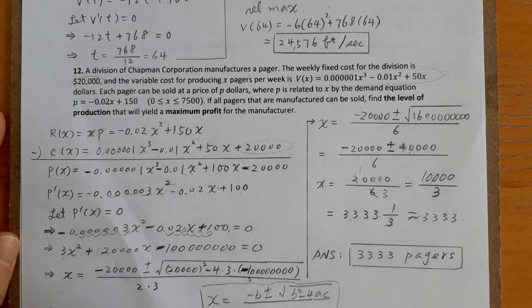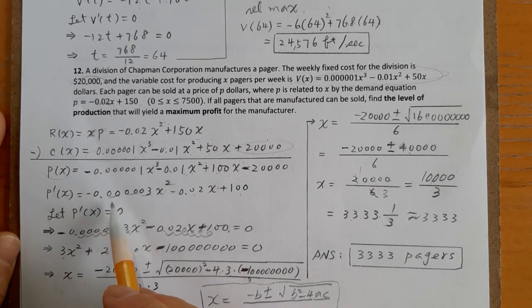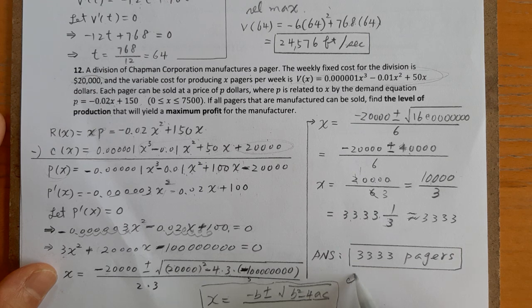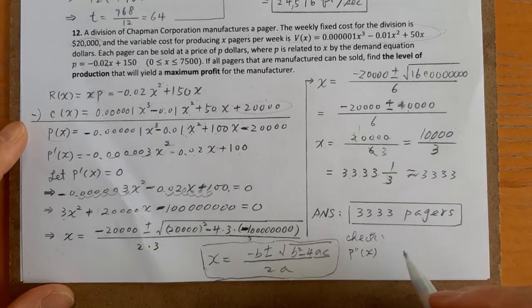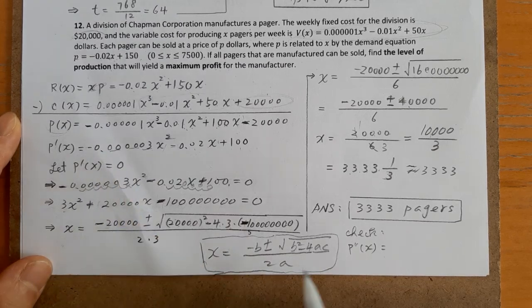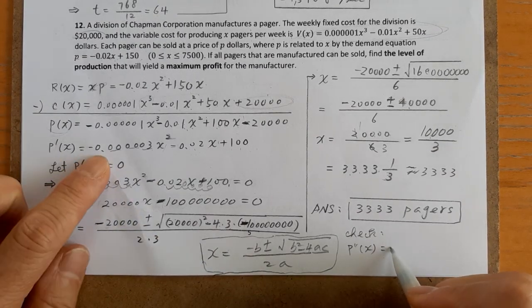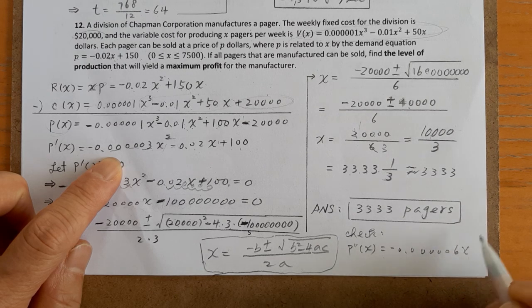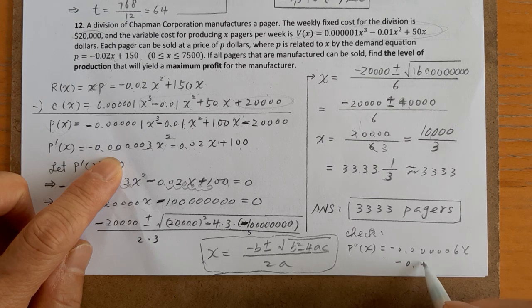And you can use the double derivative on P to check. If you take the derivative of this to check, you do P double prime of x, which is this one: negative 0.0000506x minus 0.02.